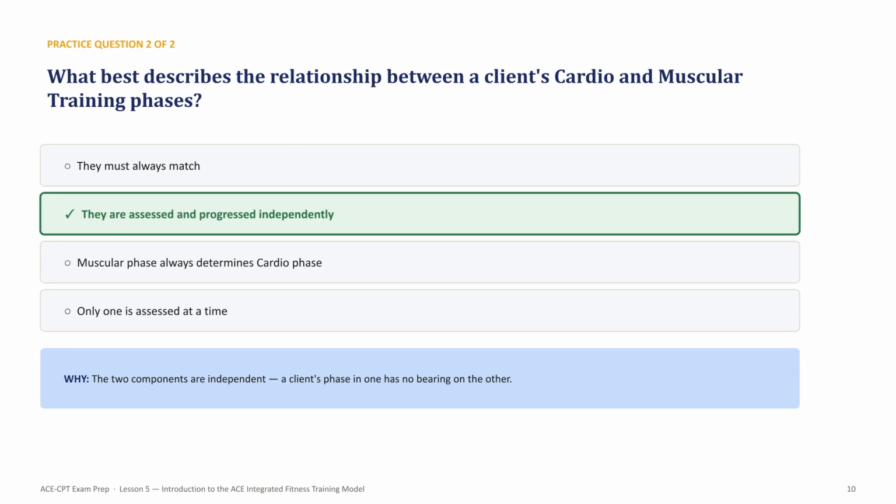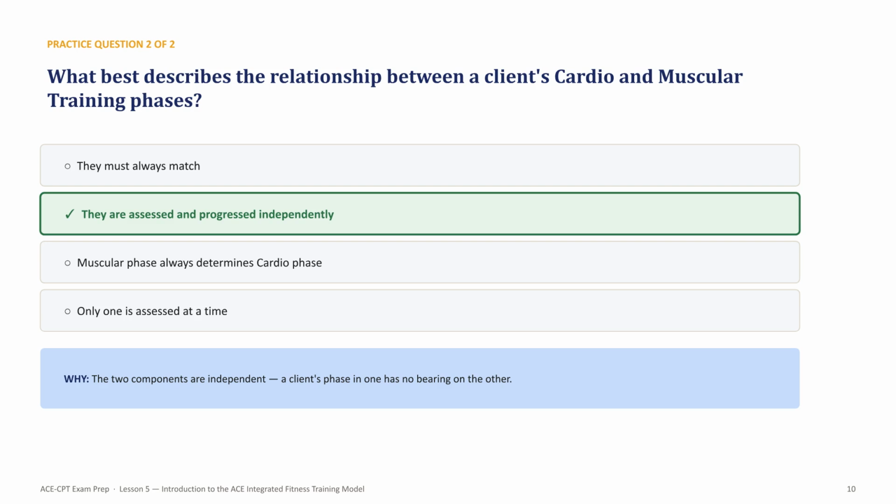Here's our second practice question. What best describes the relationship between a client's cardio and muscular training phases? Your options are, they must always match, they are assessed and progressed independently, muscular phase always determines cardio phase, or only one is assessed at a time. Take a moment to think it through.